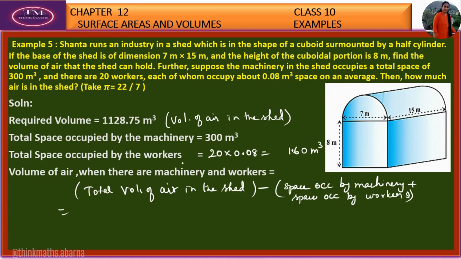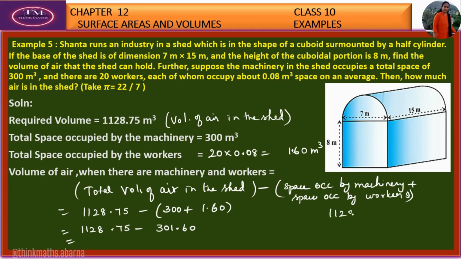So what is the total volume of air? It is nothing but 1128.75 minus the space occupied by machinery, which is 300. What is the space occupied by workers? It is 1.60. Okay. Now it is nothing but 1128.75 minus, when you add these, 301.60. Now we have to subtract this one.